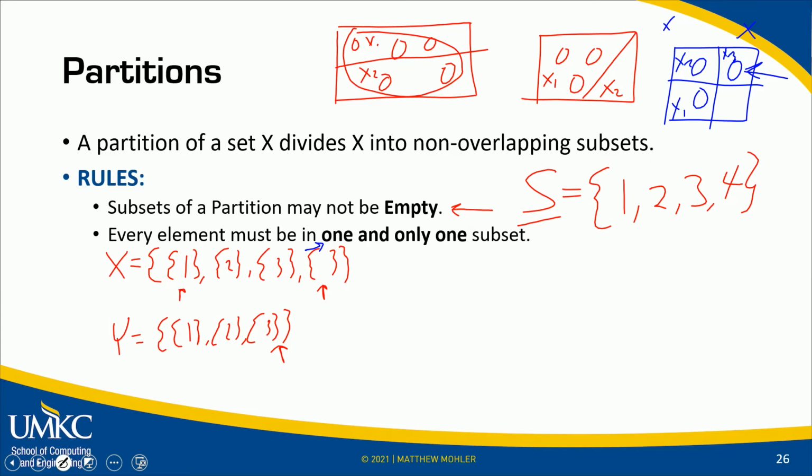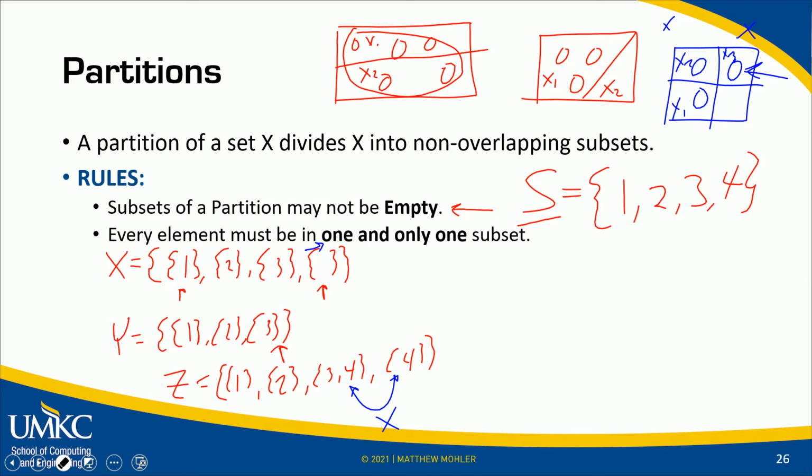Now, another example we might look at is Z. And let's say that Z is equal to {1}, {2}, {3, 4} as their own subset, and then also {4}. Now, in this case, we've also violated rule number 2. We have a 4 in 2 different subsets, and that is not allowed. So again, we've violated that second rule that every element must be in one and only one subset.